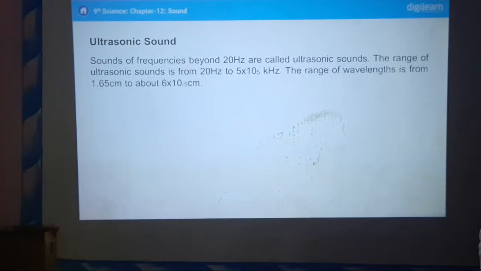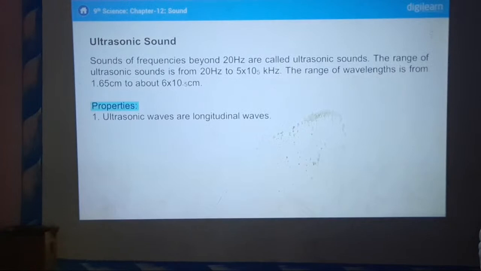Ultrasonic sound. Sounds of frequency beyond 20,000 Hz are called ultrasonic sounds. The range of ultrasonic sounds is from 20 Hz to 5 into 10 raised to 5 kilohertz. The range of wavelengths is from 1.65 centimeter to about 6 into 10 raised to minus 5 centimeter.